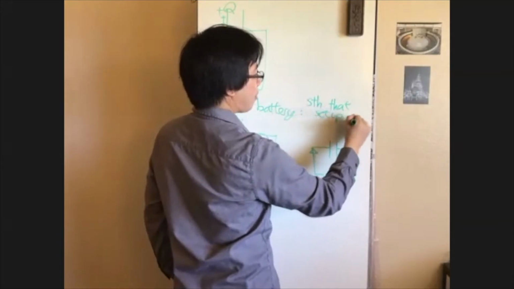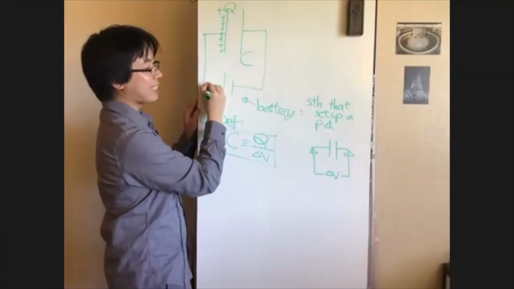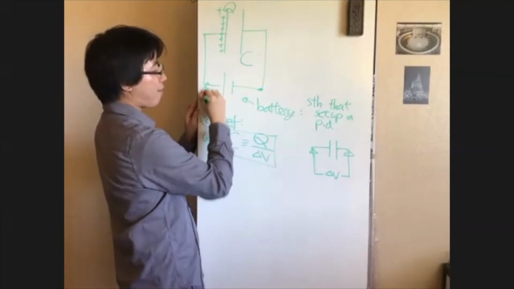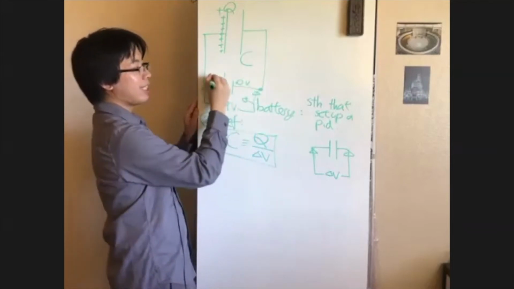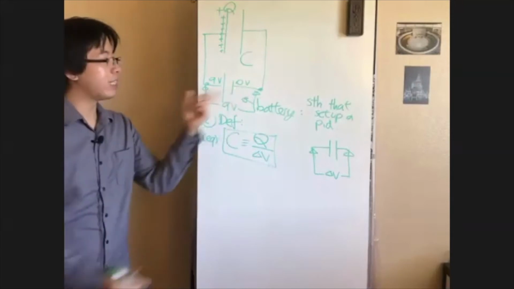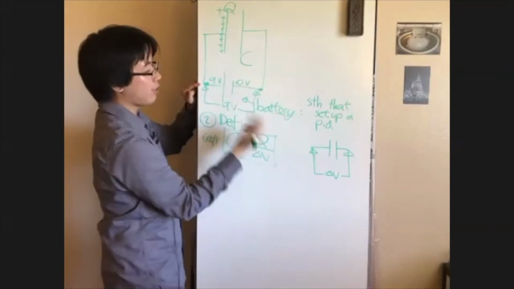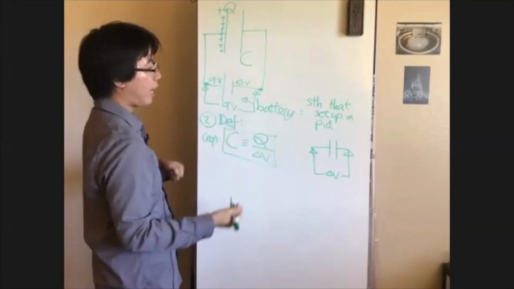a potential difference. What that means is one side has a different potential than the other side. For example, if you have a 9-volt battery like this, and this side is 0 volts, this side is going to be 9 volts. The difference between this point and this point is going to be 9 volts. Okay, so that's what a battery does. So physicists, we don't care what's going on inside, just care about what's outside.